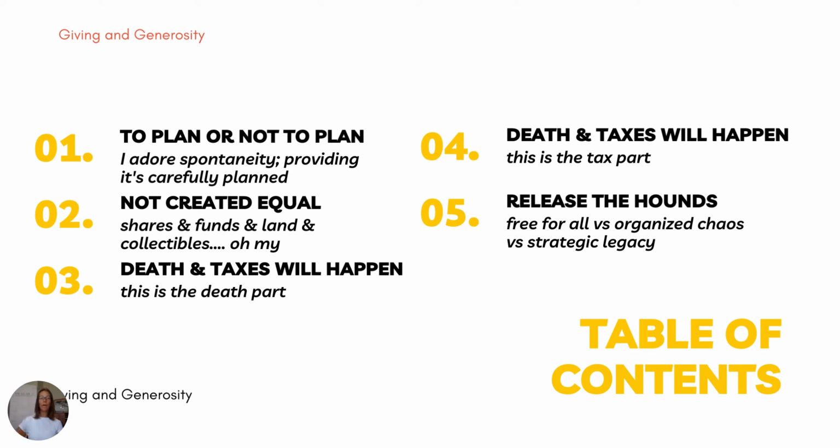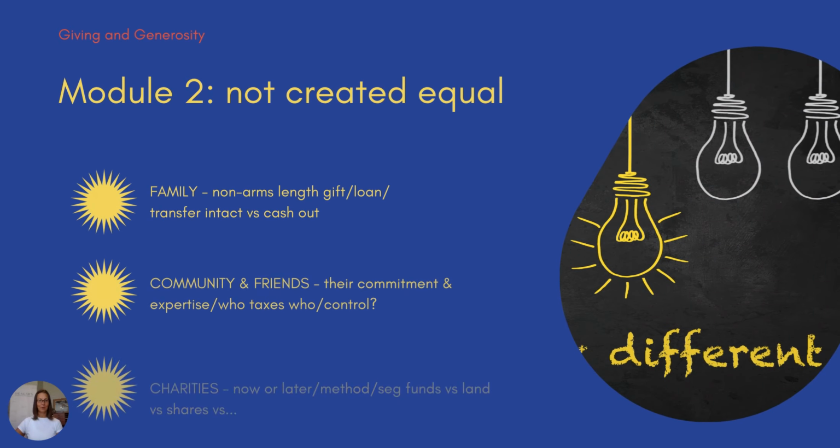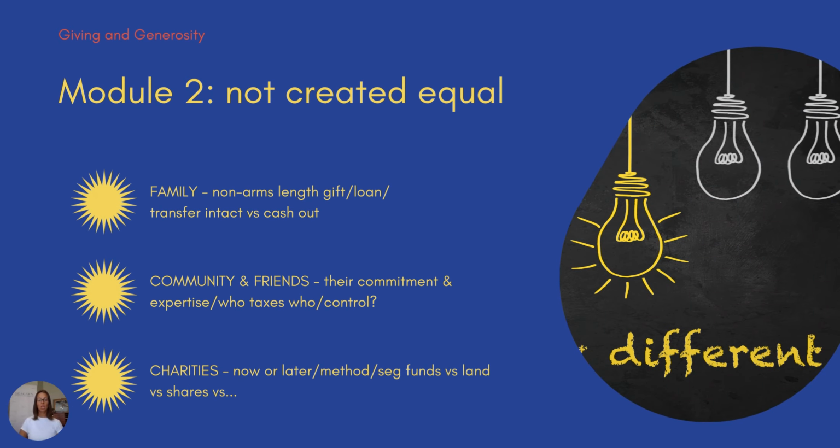This is 2.1. We're going to be talking about investments gifted to family, and they're not all created equal. So, have you ever heard the phrase non-arm's length? Probably not. Basically, it means I'm giving something to a family member, somebody close to me that I might have a tied interest with, as opposed to arm's length, where I'm giving to some organization that I'm not affiliated with. I don't have a tied interest per se.